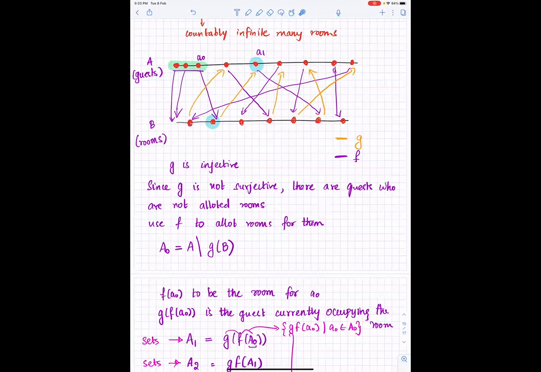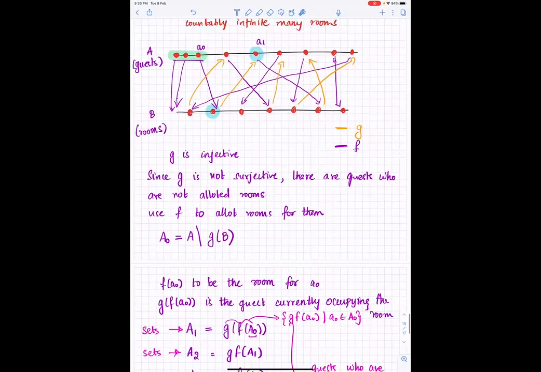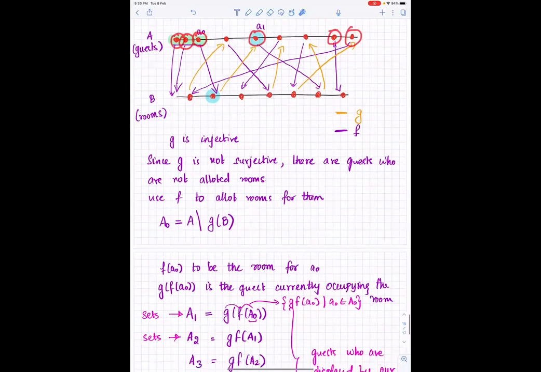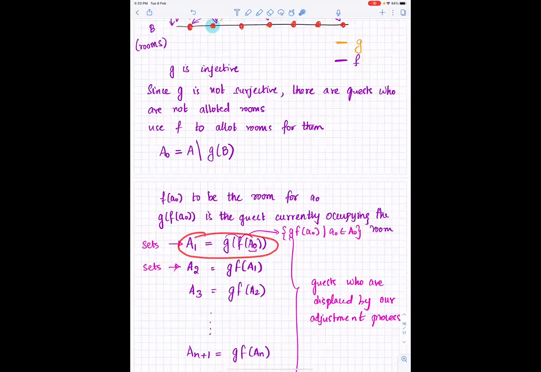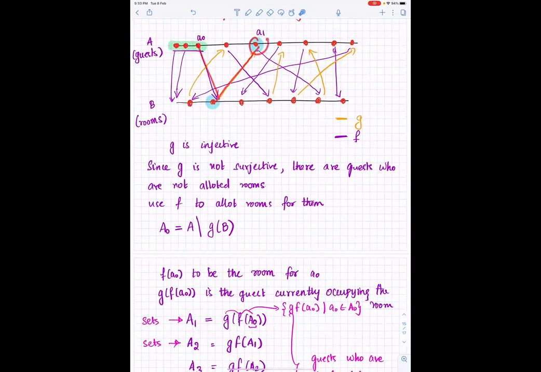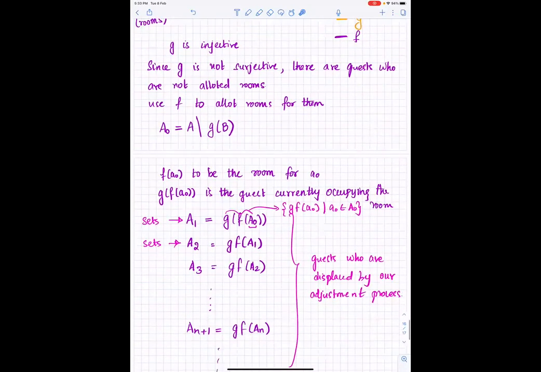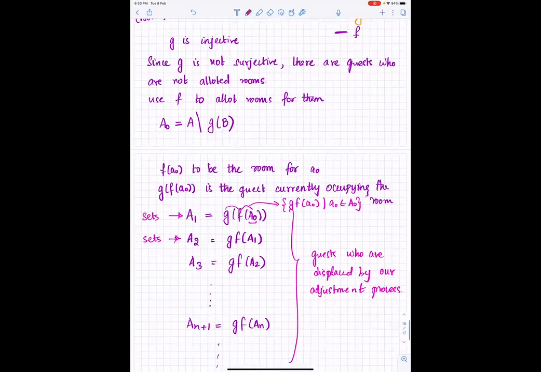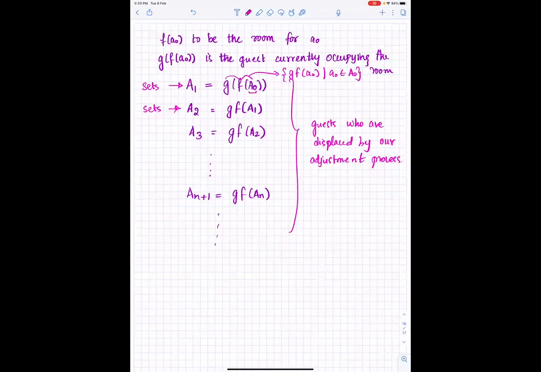There are many such people like that. Corresponding to each A0, there is an A1. For this person, there will be another person, and for this person, another person. So that is the set A1. It's F of A0, and then you apply G. That is the person who will be thrown out, who will be displaced. Is it clear? Yes, ma'am. So now these many people have been displaced in our process, and the entire set of displaced people is the union of all of these.